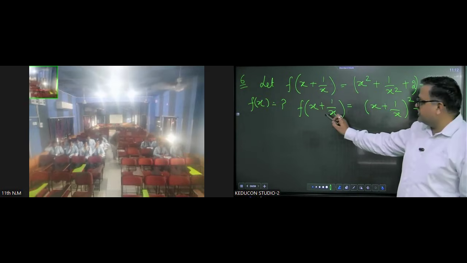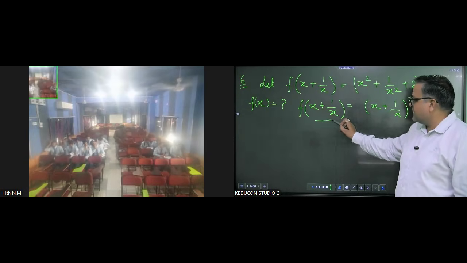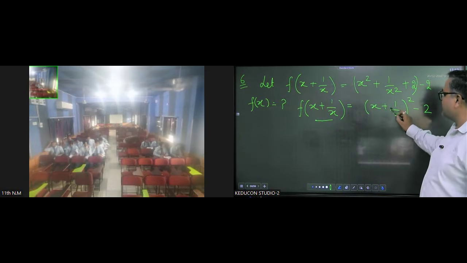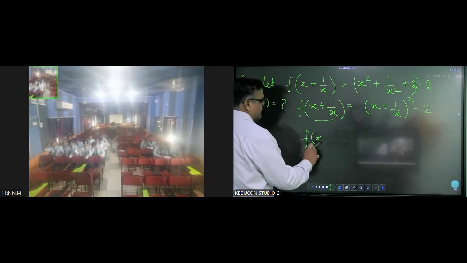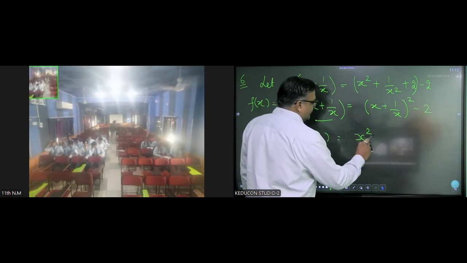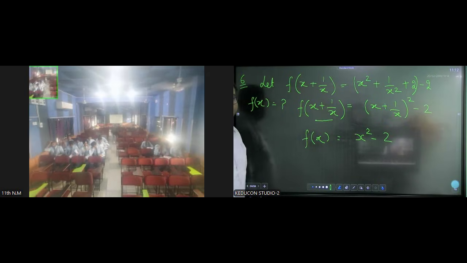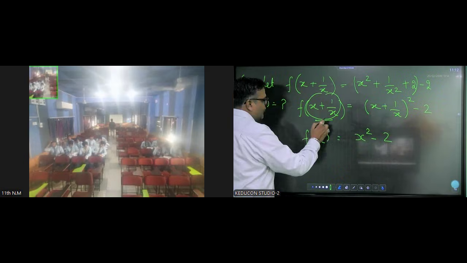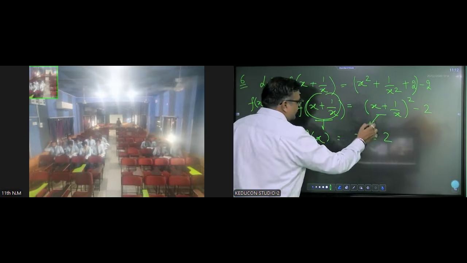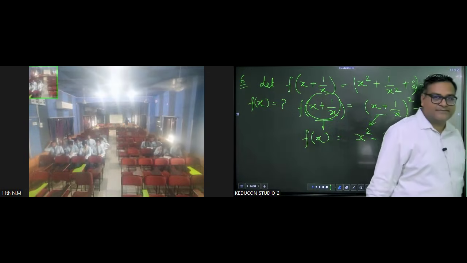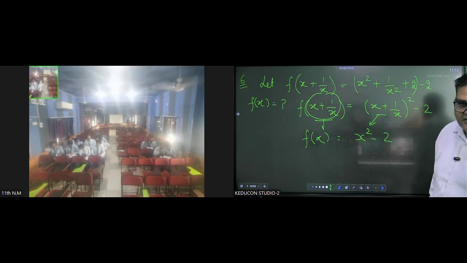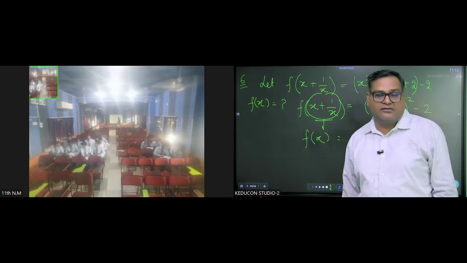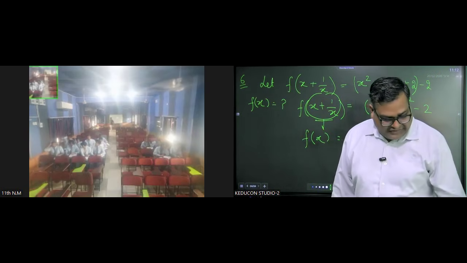Just observe this function. When f is x plus 1 by x, this equals x plus 1 by x whole square minus 2. Now what will be fx? Can I write x square minus 2? Yes or no? I have replaced this function with x on both sides. Is this clear? Is it clear or not? Yes, sir. Have you understood how to work out? Yes, sir. चलिए नेक्स्ट क्वेश्चन पे चलें बच्चों.